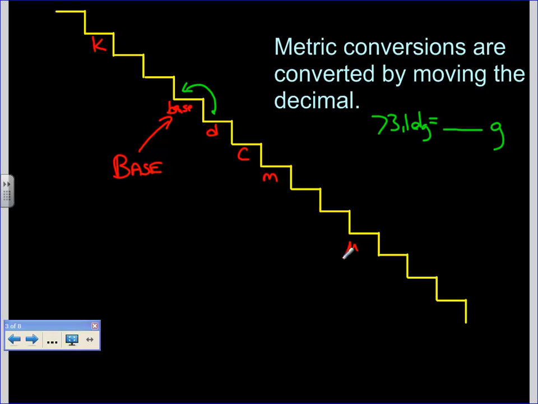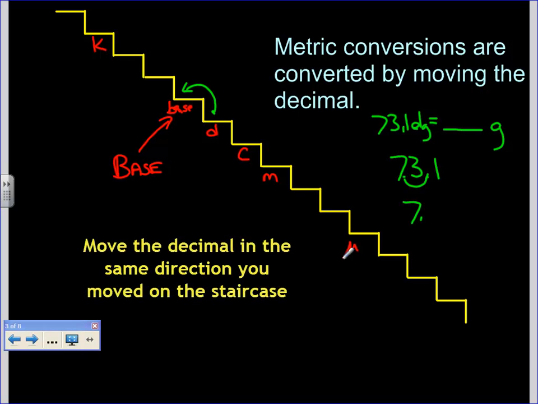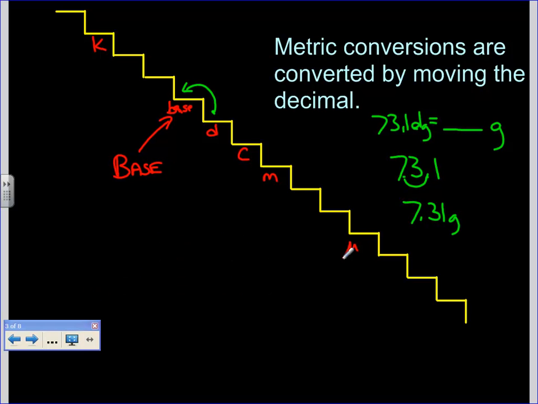So we go to deci on our staircase, and then we go up 1 step to the base. And it's not really a matter of up, it's that we went left to the base. Since we went left, we're going to move our decimal to the left, and we move it the same number of spaces that we stepped on the staircase. So we move 1 step to the left, we move the decimal 1 step to the right, and that gives us 7.31 grams.